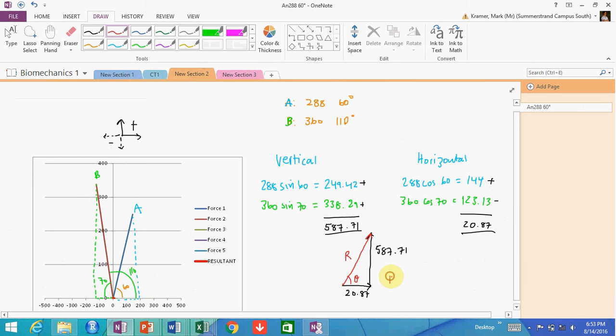I use Pythagoras. So r is going to be the square root of 587.71 squared plus this 20.87 squared, and that's going to give me a resultant value of 588.08. Now I just need to know its direction.